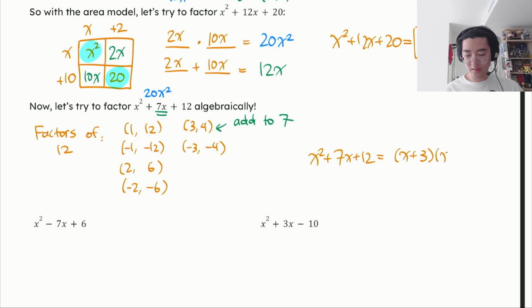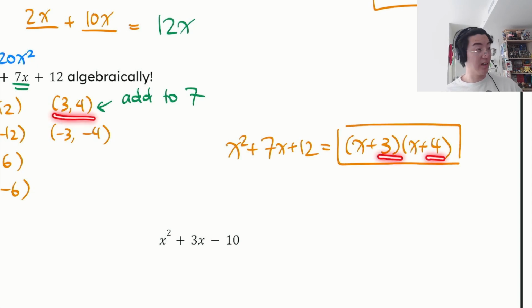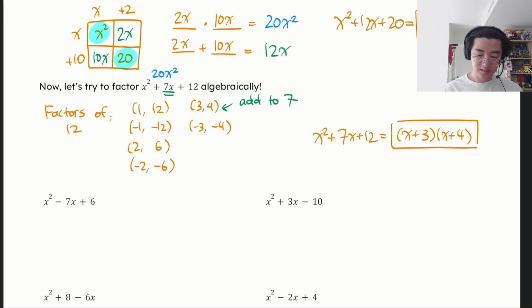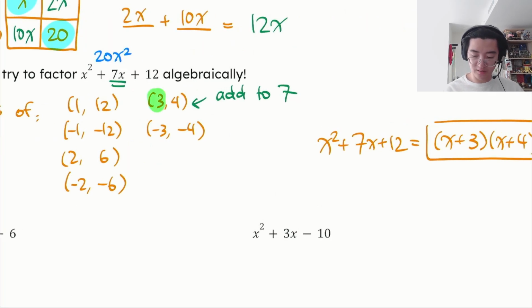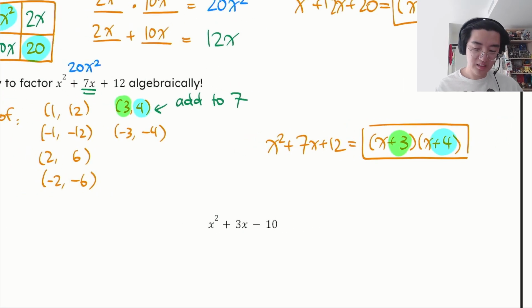Right, so we'll factor it like this, right? x plus 3, x plus 4. Right, the 3, 4 goes here. Here, let me actually highlight it so it's easier to see, right? The 3 goes here, and then the 4 goes here. Okay. And yeah, that's pretty much it for the entire lesson.